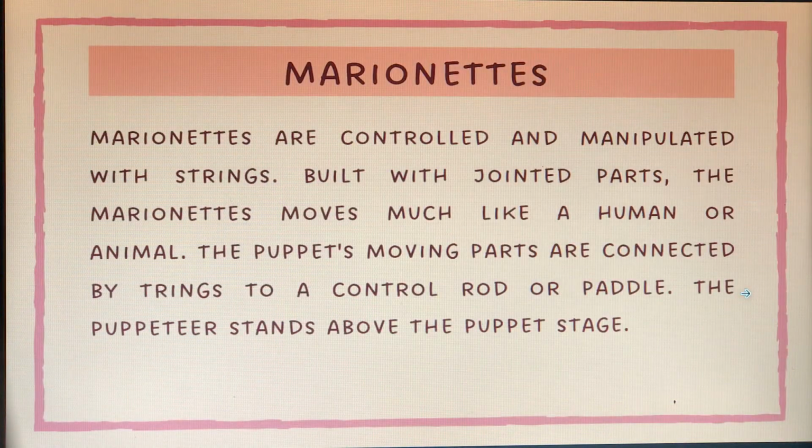Next is the marionettes. Marionettes are controlled and manipulated by strings, built with joint parts. The marionettes move much like a human or animals. The puppet's moving parts are connected by string to a control rod or paddle. The puppeteer stands above the puppet stage. So, next slide po.